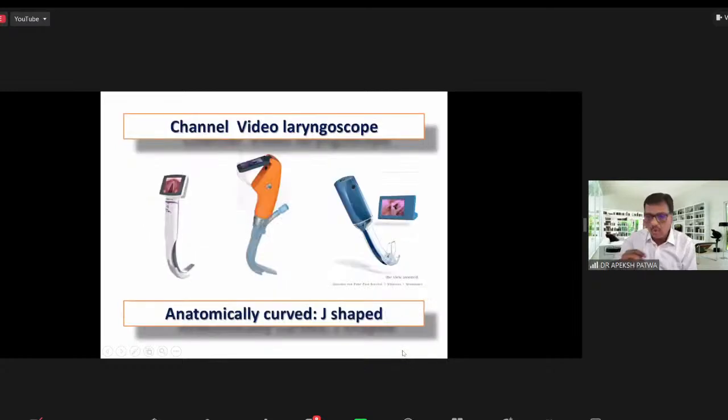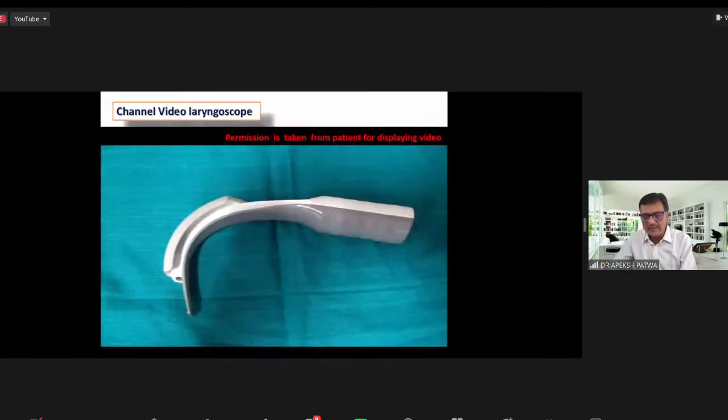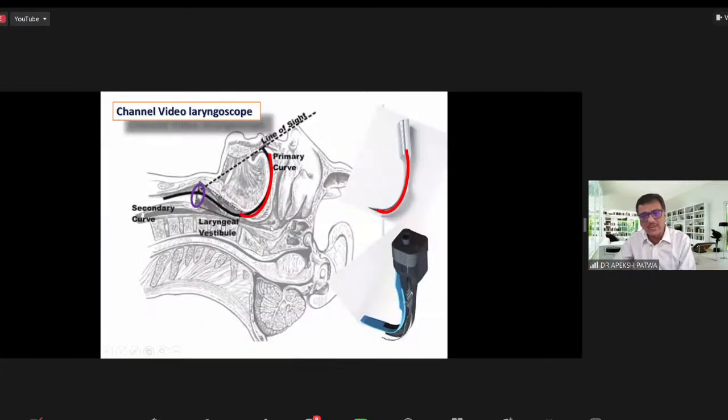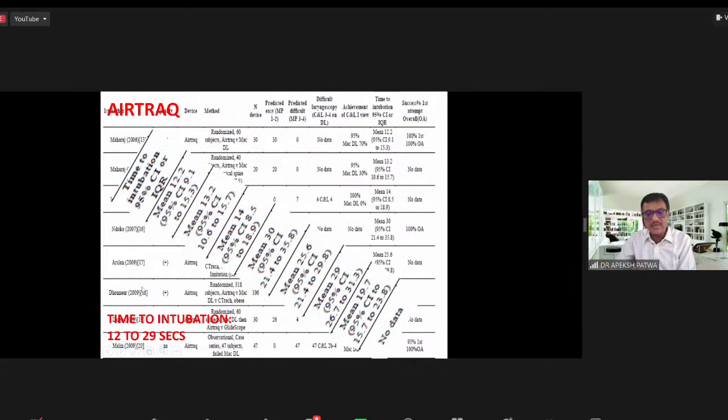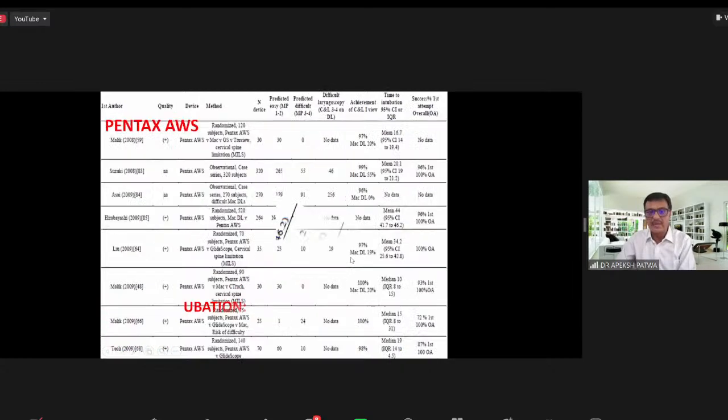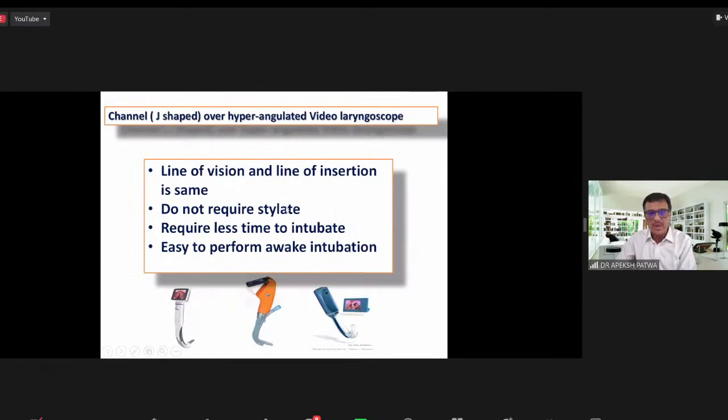To overcome that, a few companies have come out with a slot on the laryngoscope. That's called a channel video laryngoscope. With the channel video laryngoscope, the line of vision and line of insertion become one, and that decreases the time to intubation, and you do not require the stylet. So the time to intubation is comparable with direct laryngoscopy. So the advantages of the channel video laryngoscope over the hyperangulated blade: it makes the line of vision and line of insertion one, does not require a stylet, requires less time to intubate, and you can perform awake intubation.